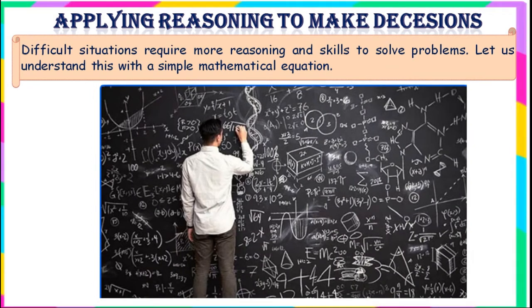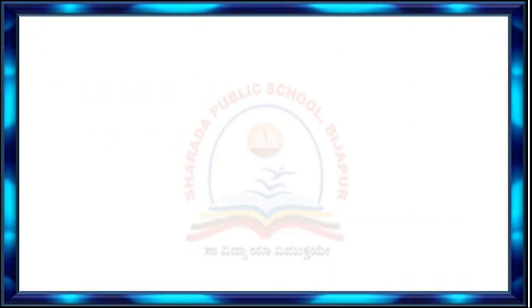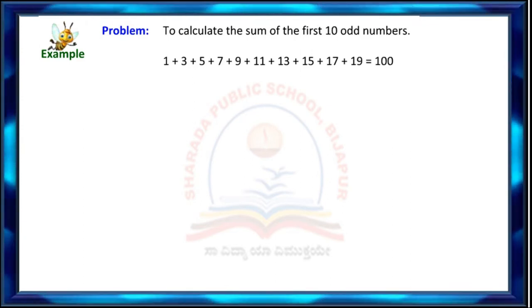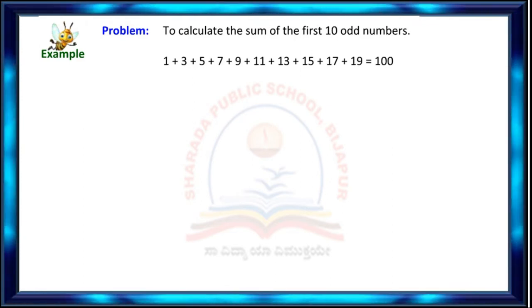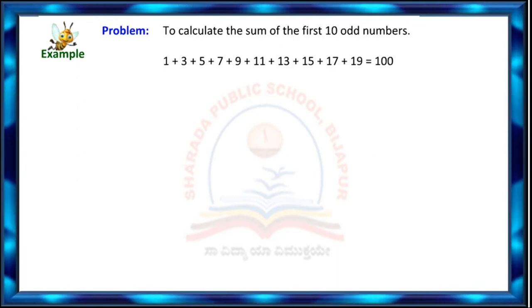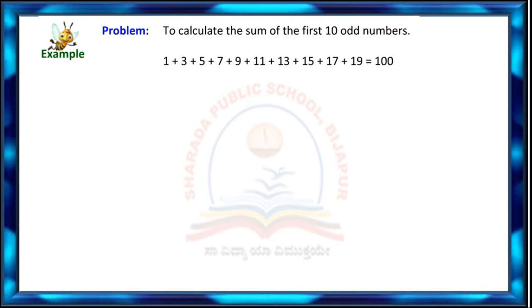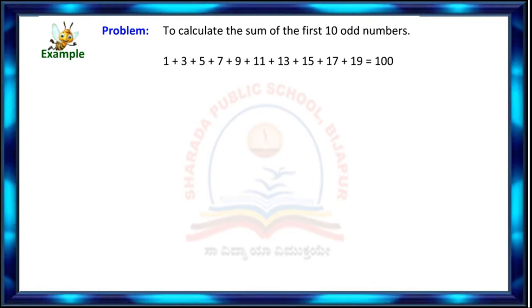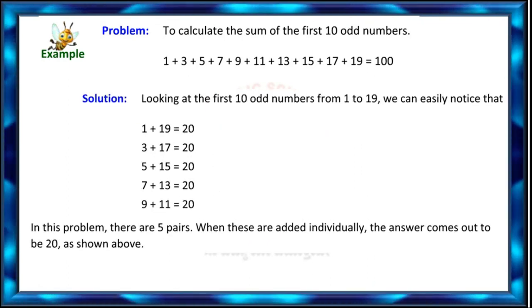Let us understand this with a simple mathematical equation. Problem: to calculate the sum of the first 10 odd numbers. Children, here we have the first 10 odd numbers and their sum is 100. How can we solve this easily with reasoning skill?